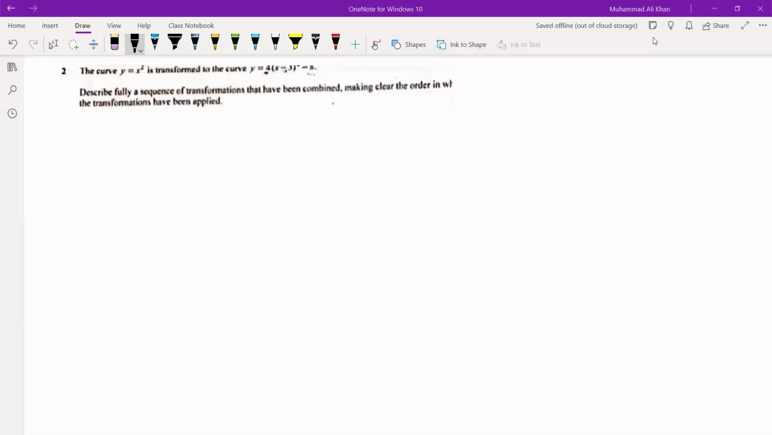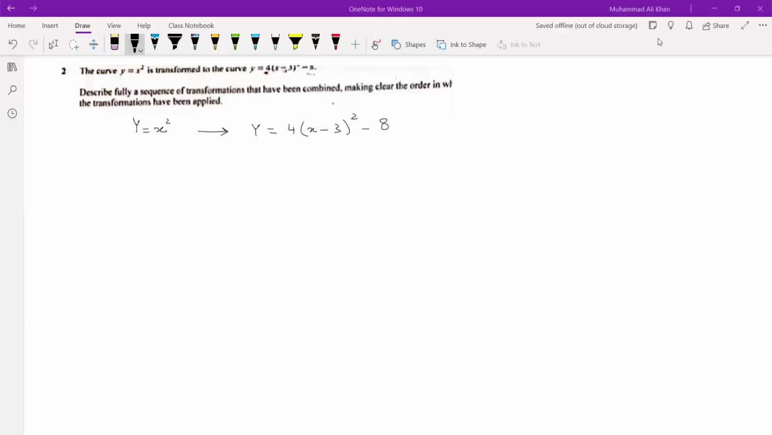Now, question number 2 is, the curve y equals x squared is transformed into the curve y equals 4(x - 3) whole squared minus 8. Describe fully a sequence of transformations that have been combined, making clear the order in which the transformations have been applied.